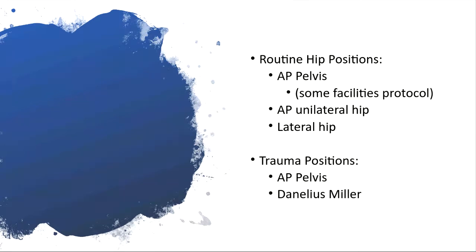they are starting to request an AP pelvis along with the hip exams so that they can evaluate or at least visualize the non-injured hip along with the injured hip. So if you injured your right hip, it could be that we do an AP pelvis showing both, then an AP of the right hip and a lateral of the right hip. And if it's trauma, ideally what they'll do is just an AP pelvis to include both, and then the Danelius-Miller shot.